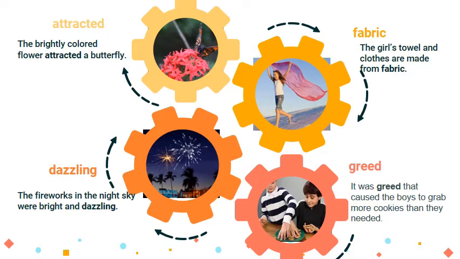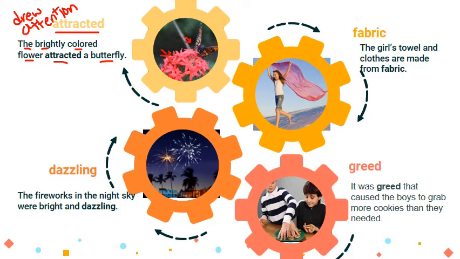Here I have the word attracted. Attracted means drew attention of, to draw attention. So attracted means drew attention. For example, in the sentence, the brightly colored flower attracted a butterfly. This flower attracted the butterfly.